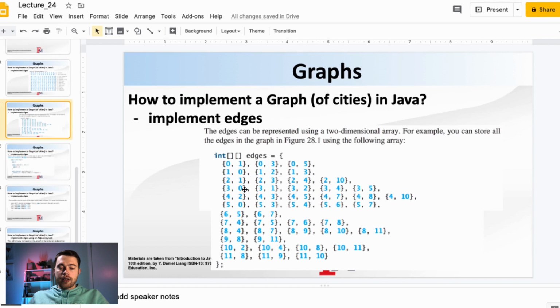3, 0, what does that mean? That means there is a connection between the 3rd and the 0th elements. Keep in mind that you see 0, 3 here and 3, 0 here. That means you can go from 0 to 3, and from 3 to 0, which means it is an undirected graph. You can go both directions, from 3 to 0 and from 0 back to 3.